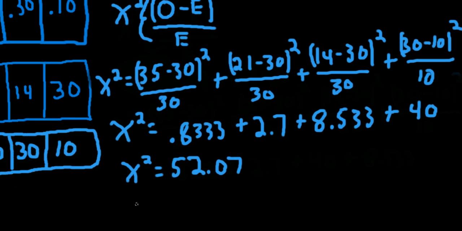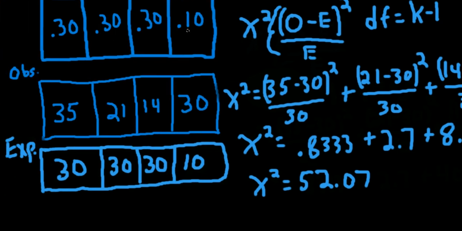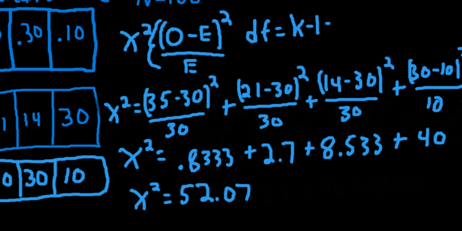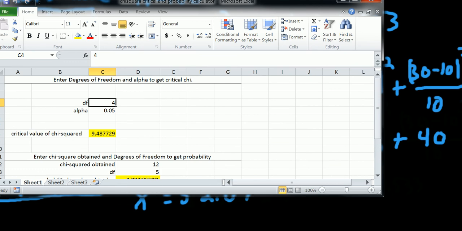Our degrees of freedom are the number of cells, which I'll call K, minus 1. Since there's 4 cells in this design, our degrees of freedom will be 4 minus 1, which gives us 3. I mean this is almost certainly going to be statistically significant, but we can say with 3 degrees of freedom, and let's say alpha 0.05, we would need a chi-square critical value of at least 7.81. We've greatly surpassed that.